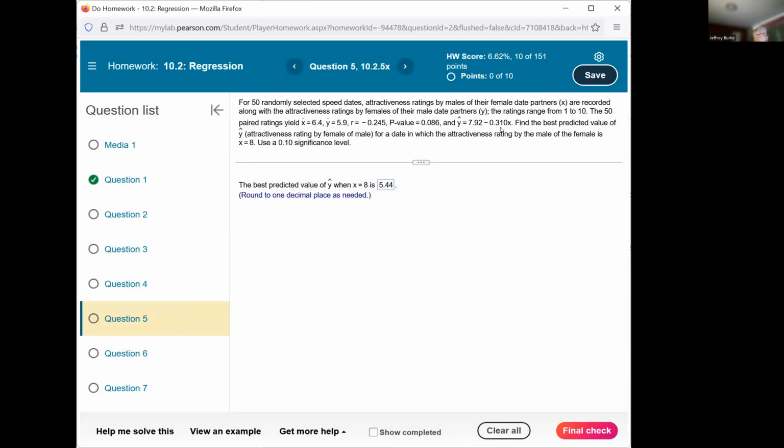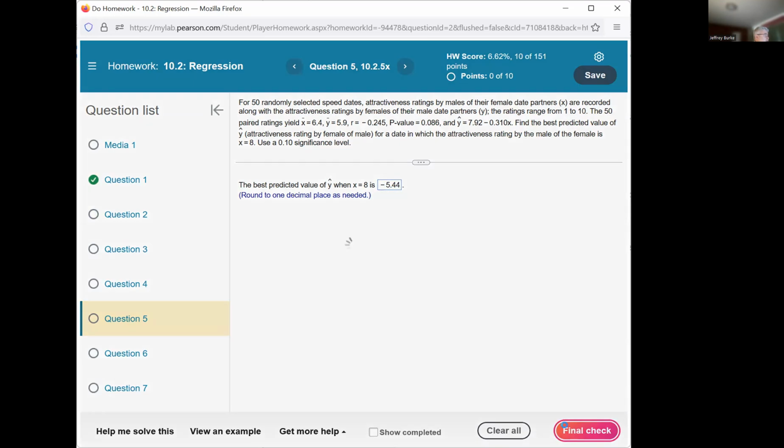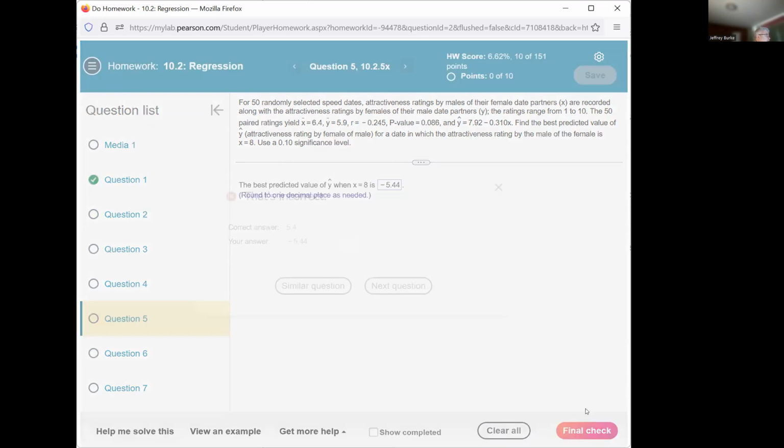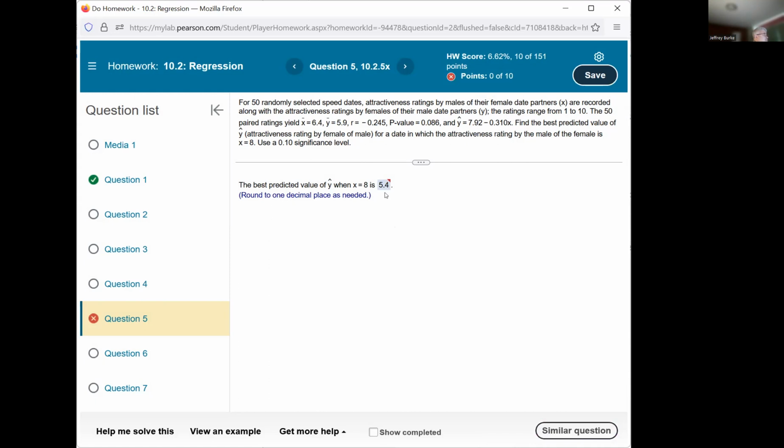Point 0.31 times 8. Correct. Oh, I forgot my negative. Oh, yeah, no, I meant to make it positive. I didn't round it to one decimal place. I had the right answer, but I forgot to round it to one decimal place. So that's what I did wrong. So guys, watch your rounding on this.